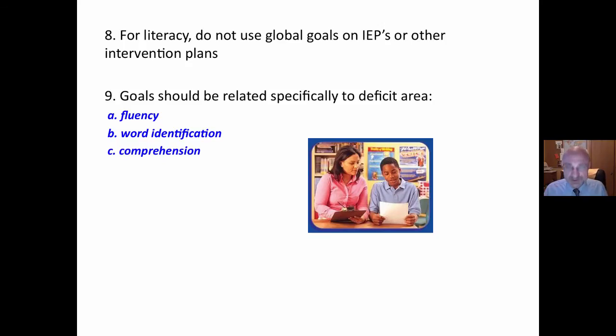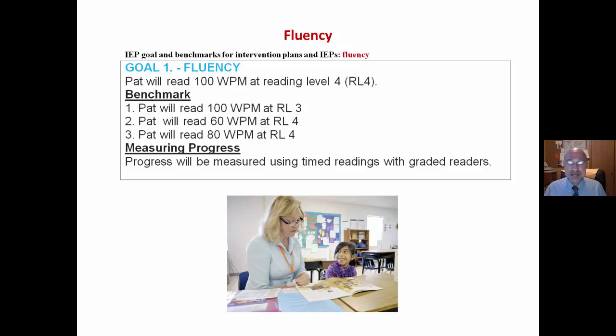Now, for literacy, it does not work to use global goals on IEPs or other intervention plans. One plan does not work for all students. The goals have to be specific to that student, and they should specifically address the deficit areas. An example: if fluency is a deficit area, you must have a goal specifically related to fluency.